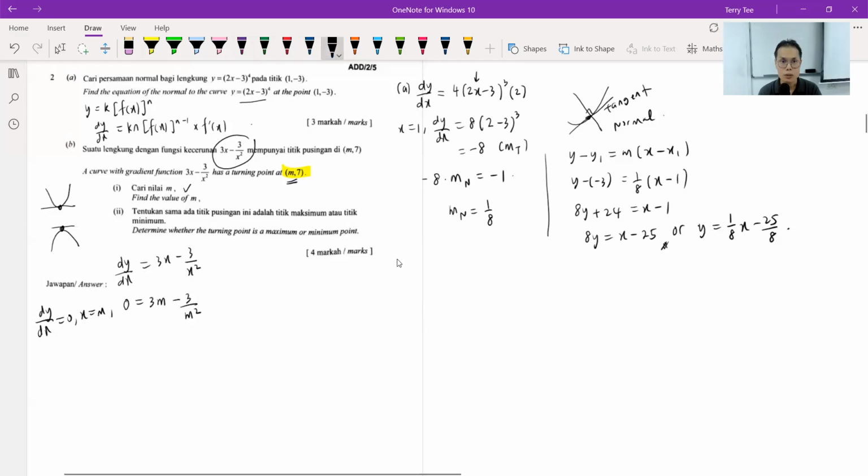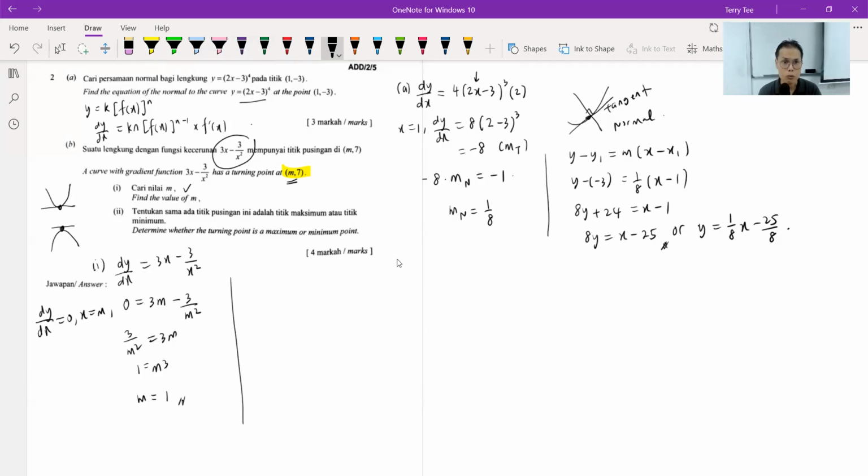So what I need to do is to rearrange the equation. Maybe I bring 3 over m squared to the left, equals 3m. Bring the m cubed up, bring the 3 down. 3 over 3 is 1. This is m cubed. Cube root of 1, so m is still 1. Okay, now that I know the value of m, I can now determine whether it's a minimum or maximum, right?